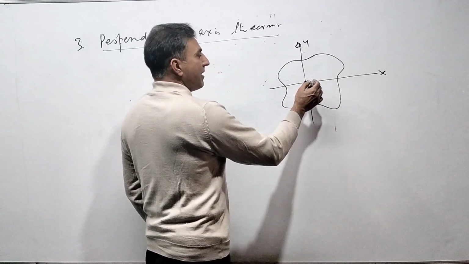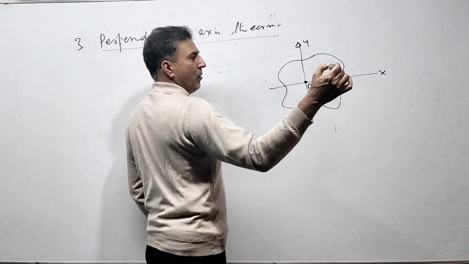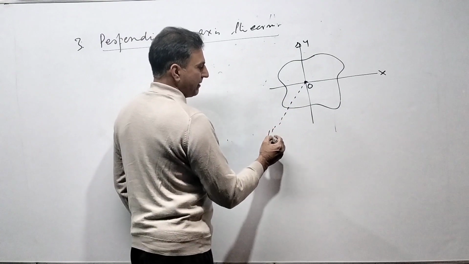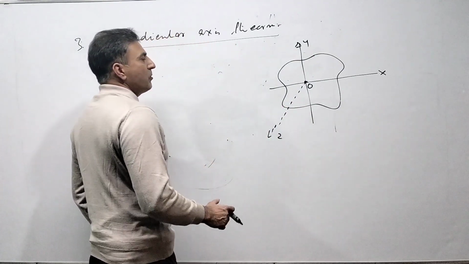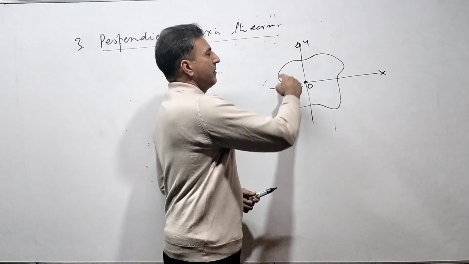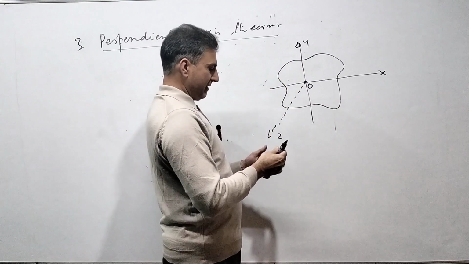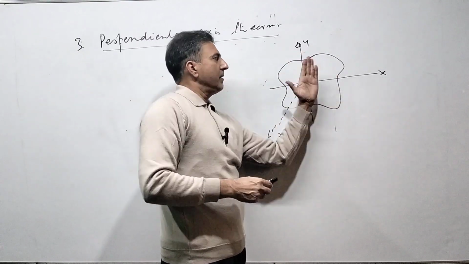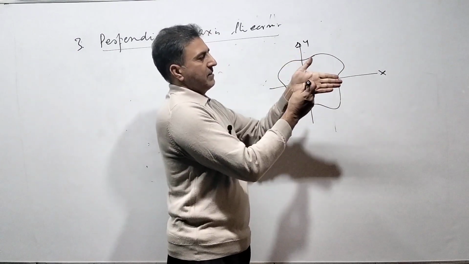Then the z-axis is perpendicular to the xy plane. That is out of the board, like this, but we can show it here by a dotted line. That is the z-axis, right? So if you rotate it in the plane of the board, like this, then it is rotating about the z-axis, like this.